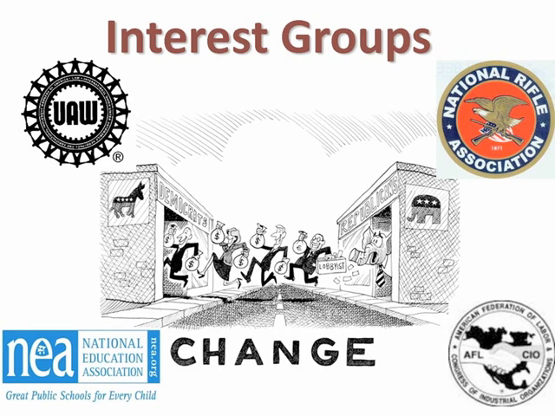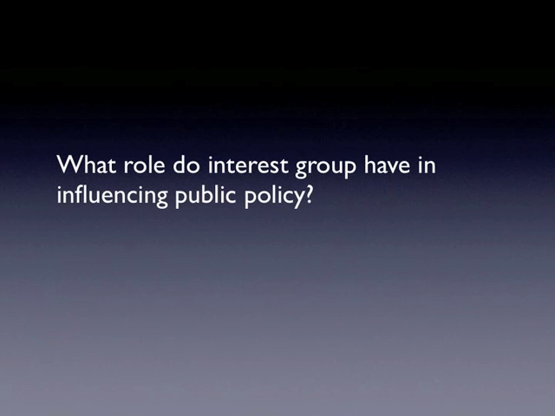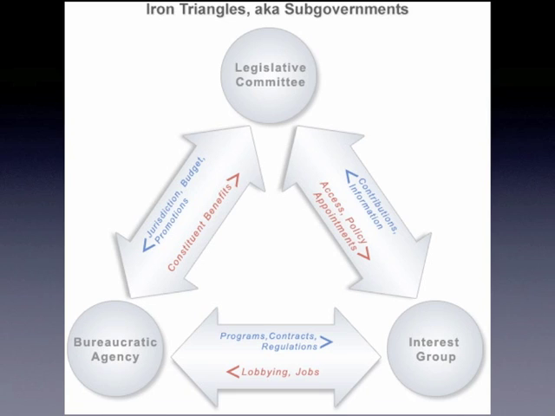This video lesson is on interest groups. What role do interest groups have in influencing public policy? Interest groups are private organizations whose members share certain views and work to shape public policy. Public policy includes all of the goals a government sets and the various courses of action it pursues as it attempts to realize these goals.